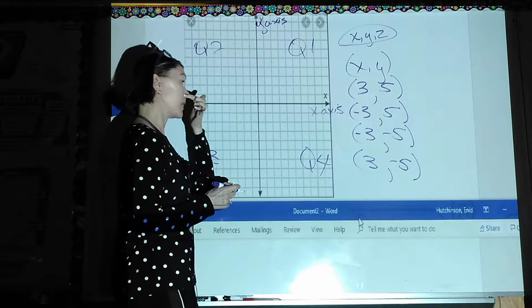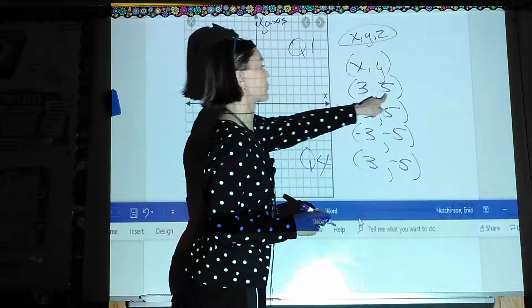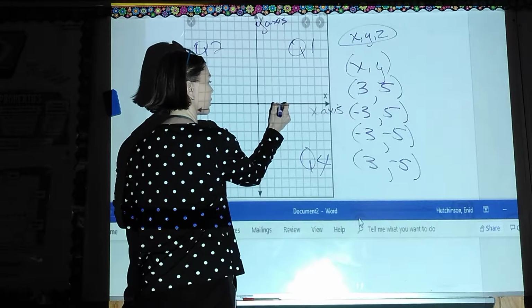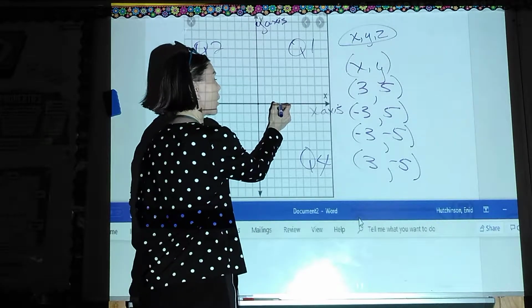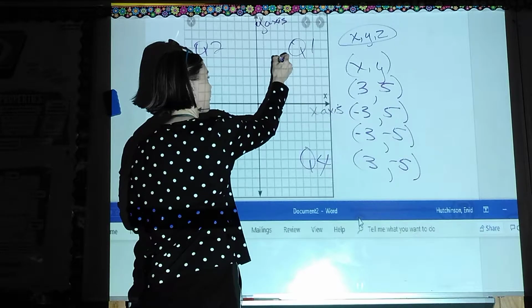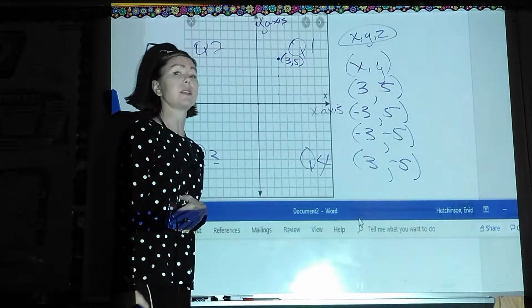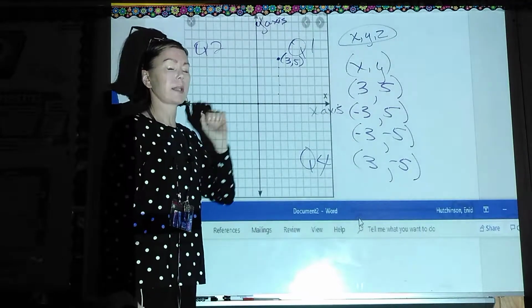So starting out with point 0, we're going to plot a positive 3 and a positive 5. So from 0, you're going to go positive 1, 2, 3, hold it here, and then go up 5: 1, 2, 3, 4, 5. Put the dot and label it (3, 5). Positive 3, positive 5. Yes, put the dot and label it, okay?